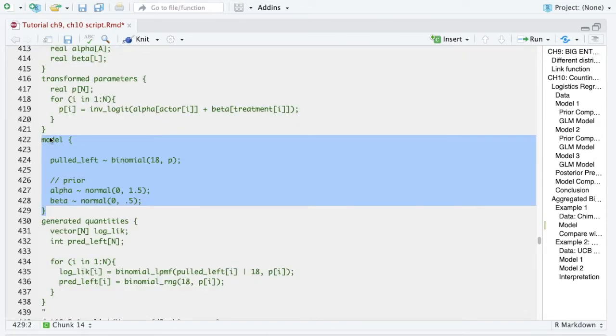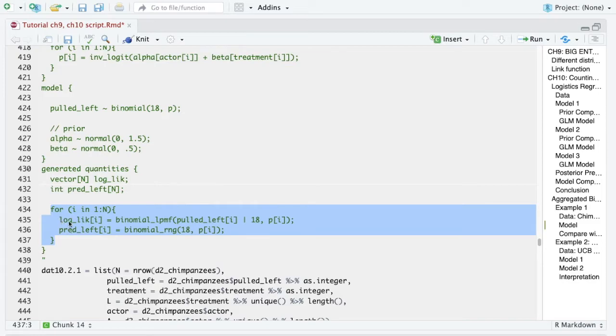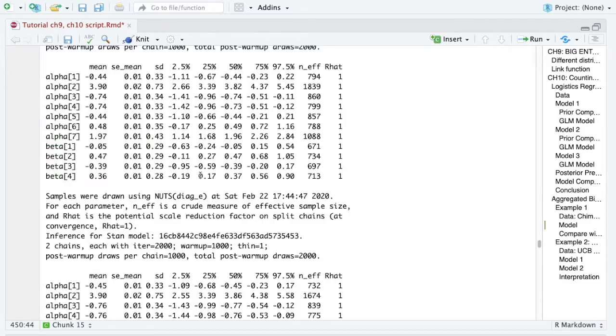And then we can check our model. We only need to modify the sampling statement from binomial(1, p) to binomial(18, p), because now the n is 18. We also need to change the generated quantities block, the log_lik values and the prediction of pulled left, replacing 1 with 18. And then we can compare the posterior estimates of the parameters of these 2 models, and we can see that the coefficients are actually very similar. So for alpha 1, you can see 0.44 and 0.45, 3.9 and 3.9. This comparison shows that these 2 models are interchangeable.